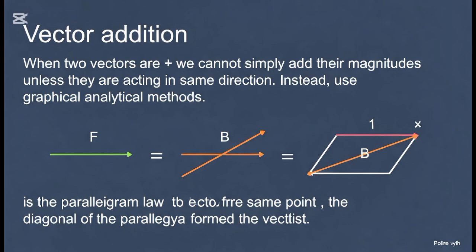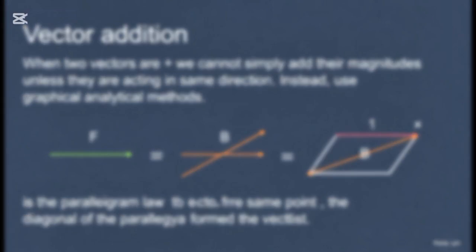Vector addition is one of the most important operations in mechanics. When two vectors are added, we cannot simply add their magnitudes unless they are acting in the same direction. Instead, we use graphical or analytical methods. One common graphical method is the head-to-tail method, where the tail of the second vector is placed at the head of the first vector. The resultant vector is then drawn from the tail of the first vector to the head of the second vector. Another method is the parallelogram law, where both vectors are drawn from the same point, and the diagonal of the parallelogram formed represents the resultant vector.